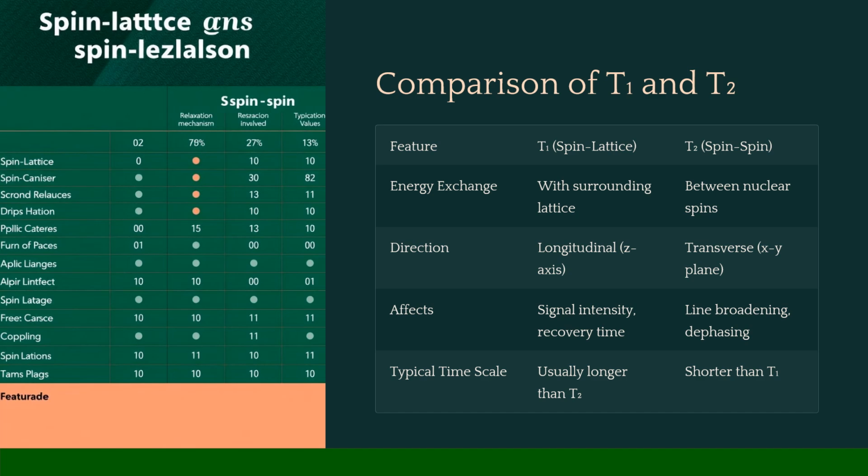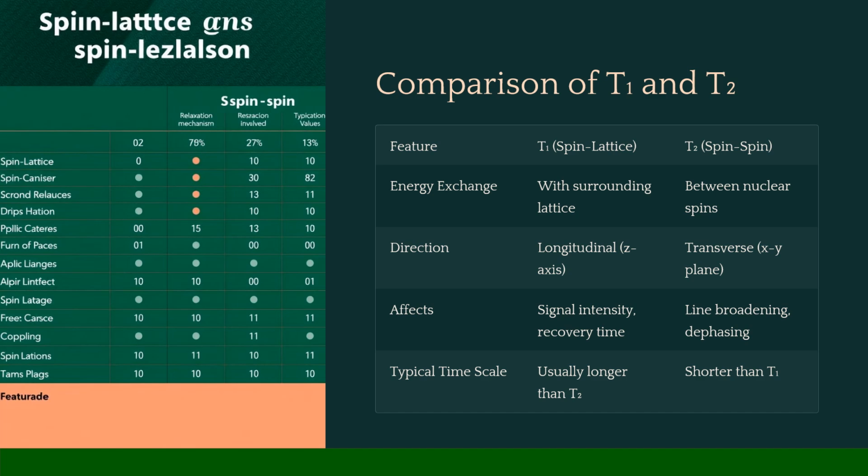Direction. T1 affects magnetization along the longitudinal axis, the z-axis, meaning it impacts how spins realign with the external magnetic field. T2 affects magnetization in the transverse plane, the XY plane, meaning it impacts how spins lose their coherence in the plane perpendicular to the magnetic field.